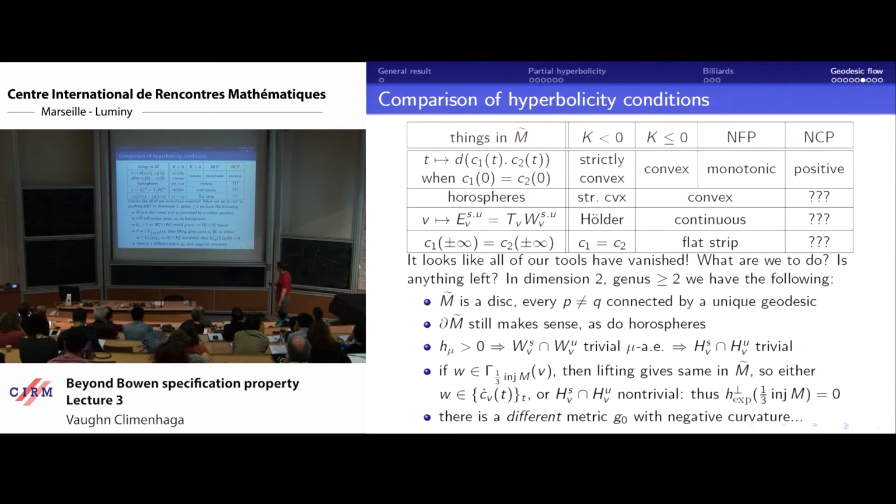If you're in dimension 2, then the ideal boundary still makes sense and you can still talk about horospheres. You can do it in higher dimensions too, but you need an extra condition. So let me only talk about dimension 2 for the moment.